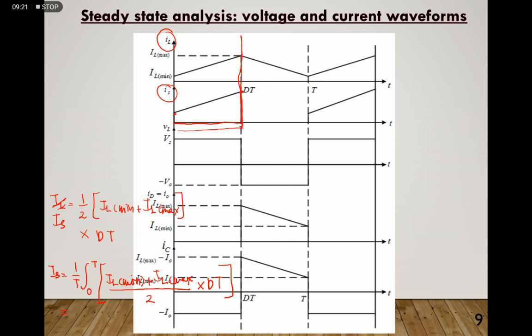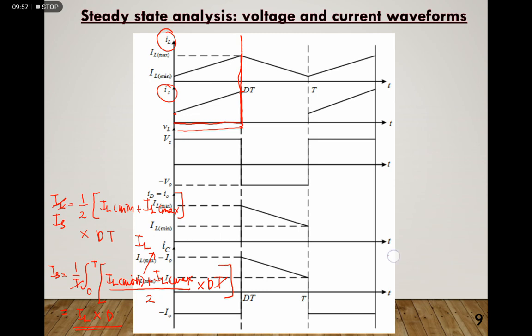This IL min plus IL max over 2 is actually the average value, which will equal IL. Once we integrate over 1 over T, the T here will be cancelled out, and it will leave us with IL multiplied by D. So this is how you get the relationship between your source current and your inductor current.